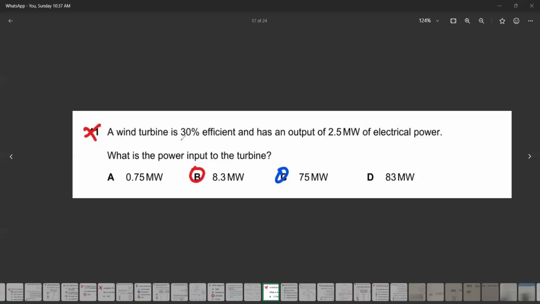A wind turbine is 30% efficient, meaning 30% of the total energy is converted into useful output. The output is 2.5 megawatt. What is the power input? Efficiency equals useful output divided by total input times 100. All the units are in megawatt, so I don't have to convert the unit. I can use 2.5 here. The efficiency is 30.